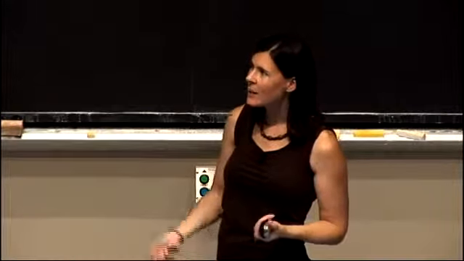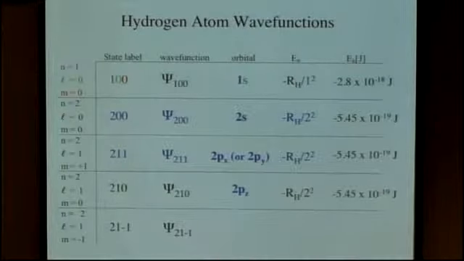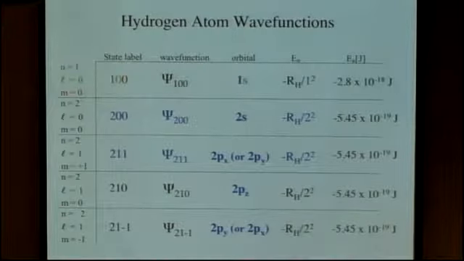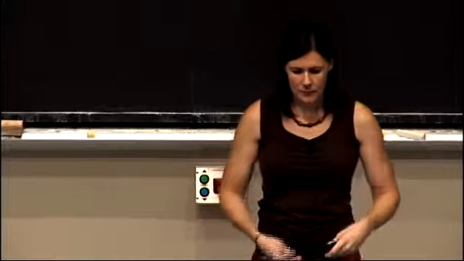So finally, if we talk about our last example of when n is equal to 2, we can have 2, 1 for L, and then minus 1 for M. We can rewrite this as psi 2, 1, negative 1. And then our orbital is going to be just the opposite of whatever we said it was up here. So if you said 2px the first time, say 2py this time. And again, our energy is going to be the same, where we again only depend on the n value.